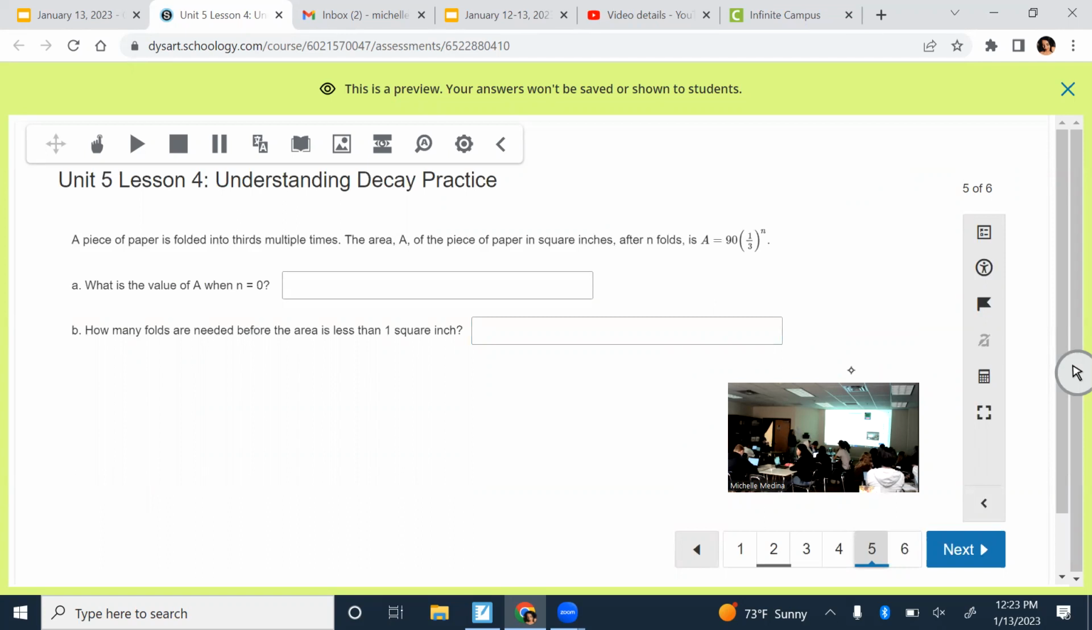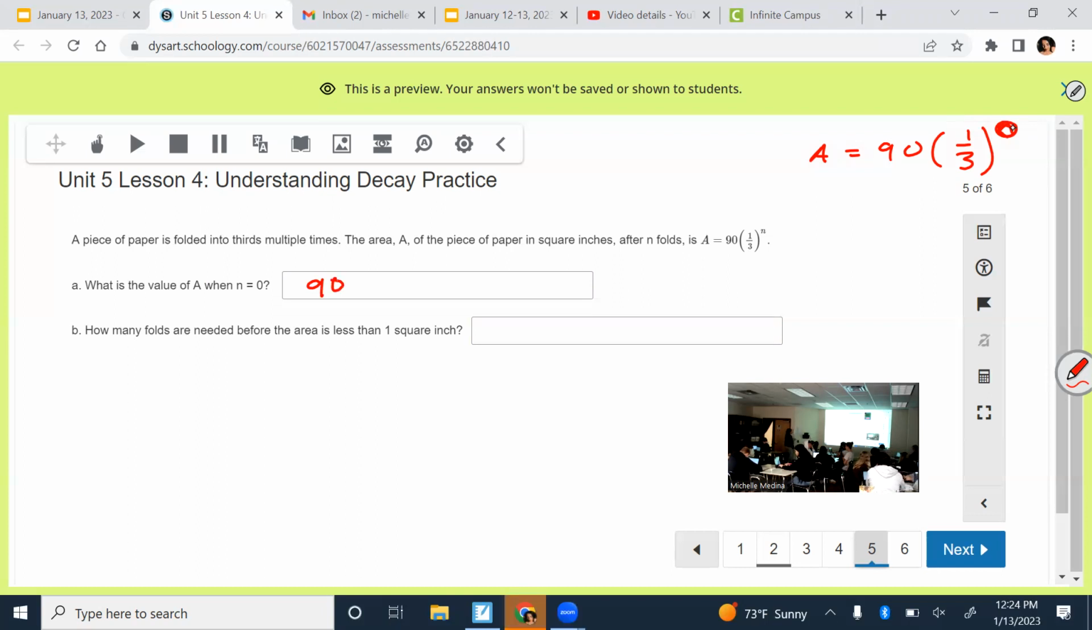So this one, it gave you the equation, so that's nice. Otherwise, yesterday and the day before, we went over how to find the equation. It wants n to be 0. So guess what? Replace the n with 0. What's going to be my answer? 90.